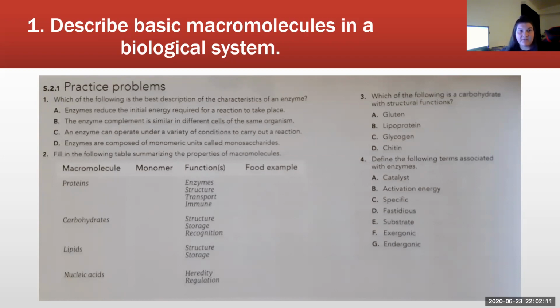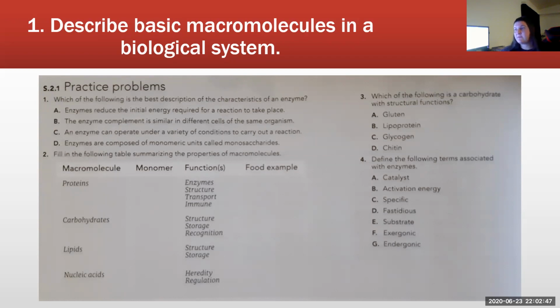Enzymes can operate under a variety of conditions to carry out a reaction. Enzymes are highly reactant and product specific. So again, they can only operate in the condition that they're assigned to. They work under a really narrow set of conditions, and it depends on the enzyme. So a specific enzyme can do a couple of different things, but it's only what they're assigned to do. Enzymes are proteins and are composed of monomers called amino acids. They're not monosaccharides.